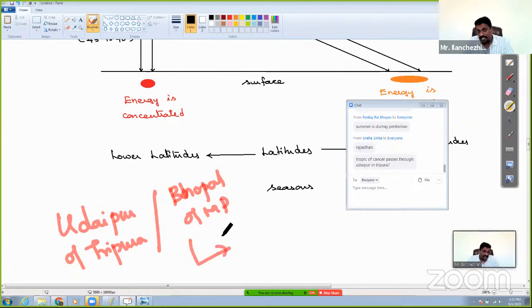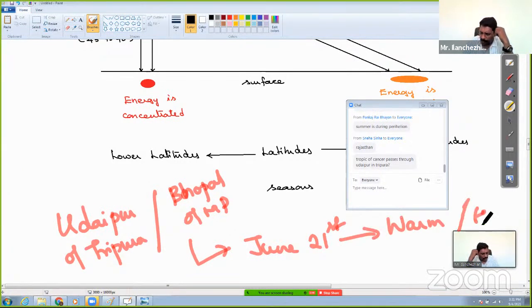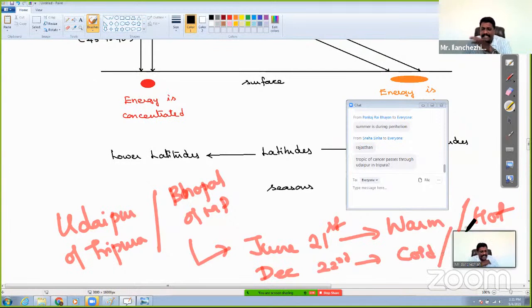Now, my dear friends, Bhopal or Udaipur during June 21st is going to be very, very warm. It's going to be very hot. But the same place, during December 22nd, is going to be cold, my friend. Am I right? Any reason why? You tell me what exactly is the reason for it. What can be the potential reason, my friend? Of course, it's not the equinox. June 21st is the solstice.